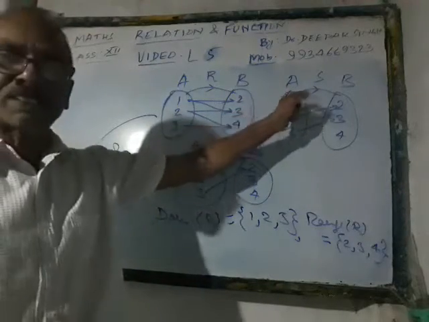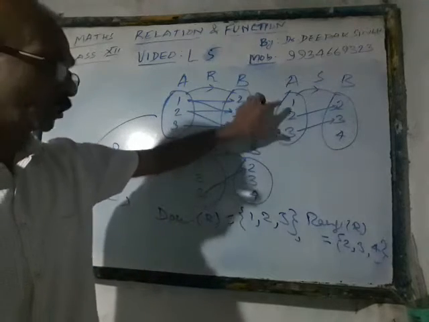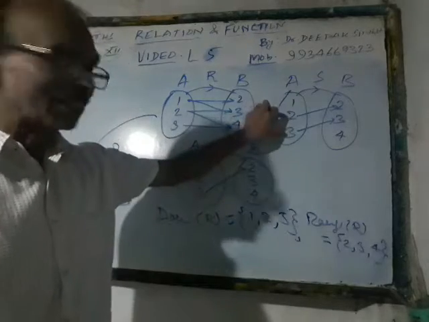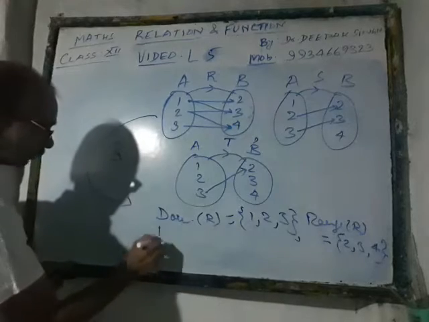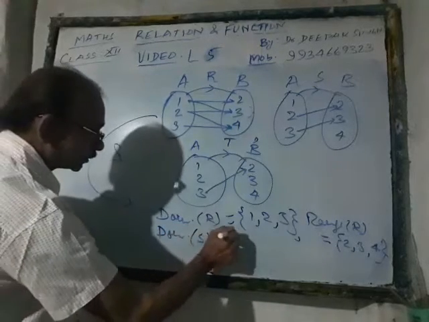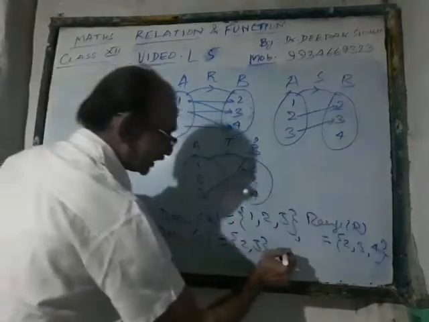So far as the relation S is concerned, how many elements of A have been taken into consideration? Only 2 elements, 2 and 3. So naturally 2 and 3 will constitute the domain of the relation S. So domain of S is what? 2 and 3. What about the range? The same.